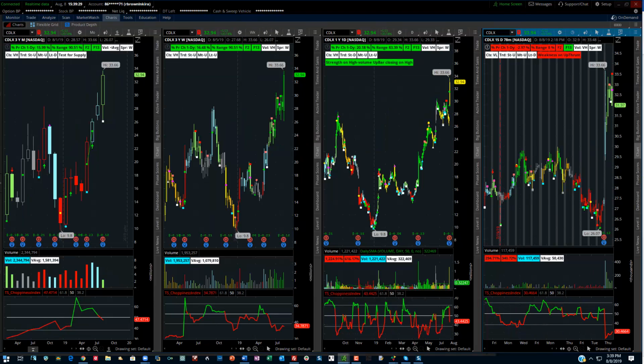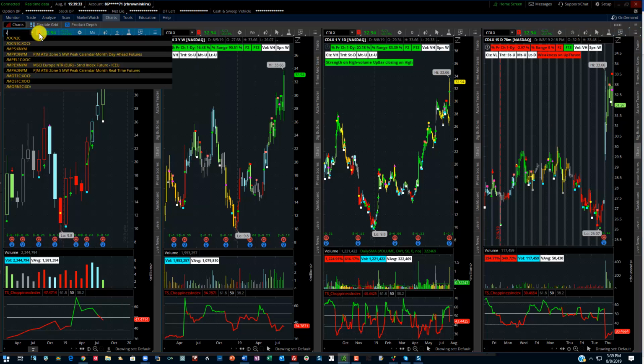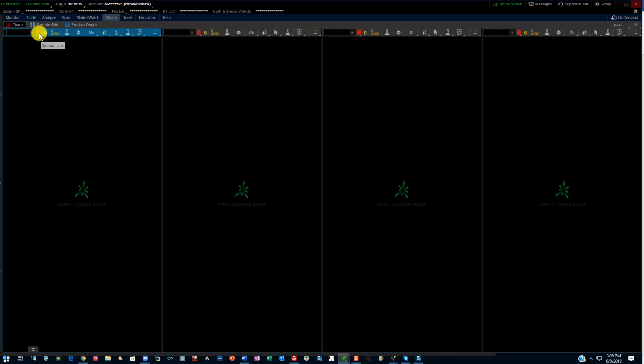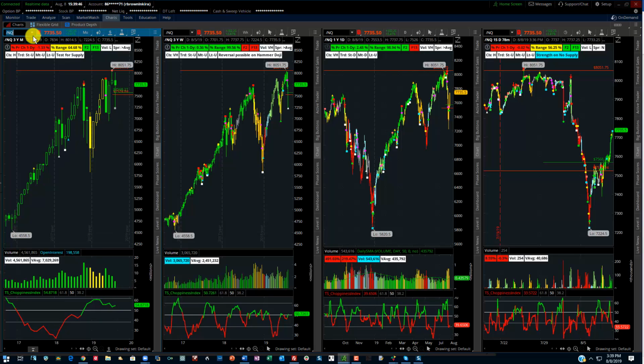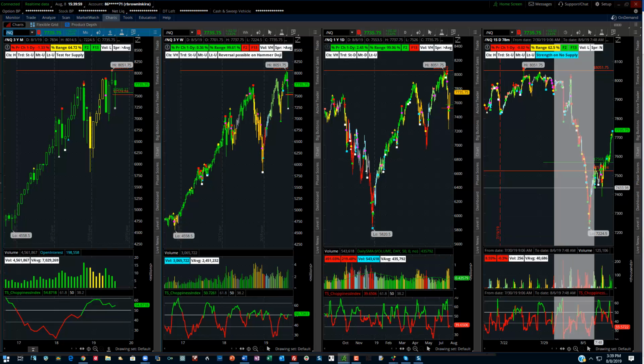This is his layout in Thinkorswim, okay? And after we get into the fractals, I'll give you this layout. I want to do the NQ if I can get it to come up. So what it does is you're looking here at monthly, you're looking at weekly, you're looking at daily, and you're looking at the 78-minute chart here.